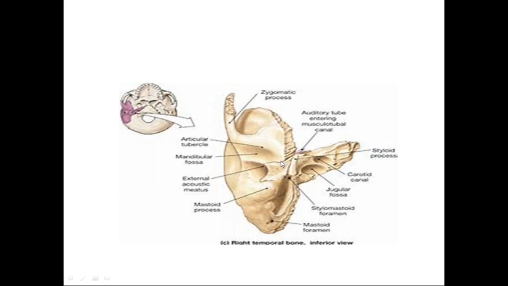This external acoustic meatus is formed by the tympanic plate. This is the tympanic plate. Behind the external acoustic meatus, this is the mastoid process. This is the mastoid foramina and this is the mastoid canal. This is the styloid process. Between the styloid process and the mastoid process, this circular foramen is the stylomastoid foramen. Through this stylomastoid foramen comes your facial nerve.